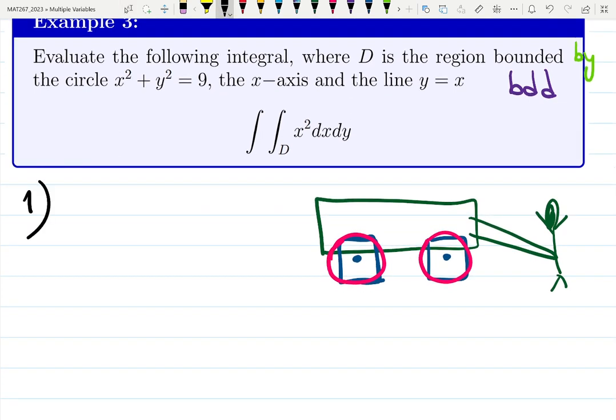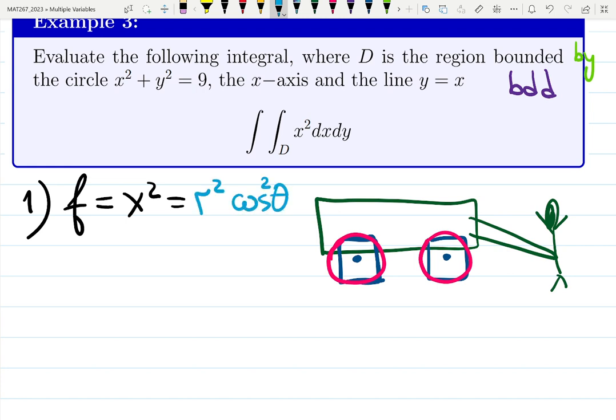Step 1, convert the function f. F is x squared. What is x squared in polar? Go back to the formulas. We only have 3 formulas. One of them should work. R squared cosine squared theta.